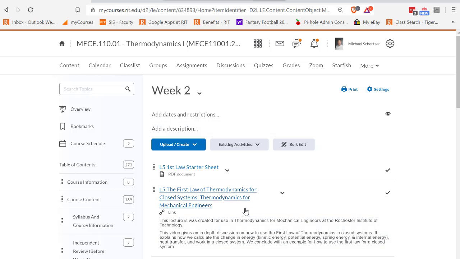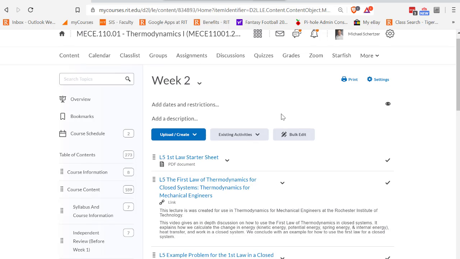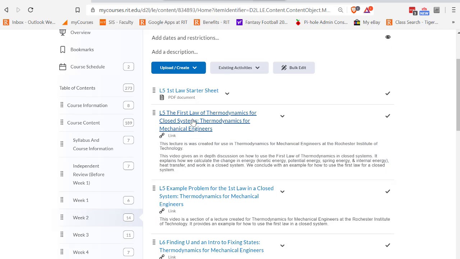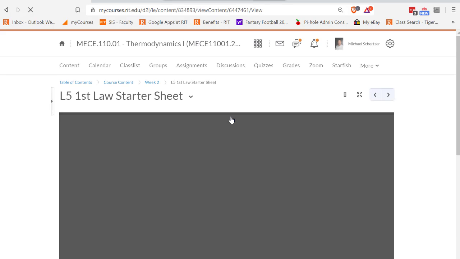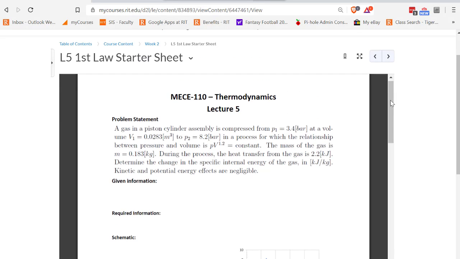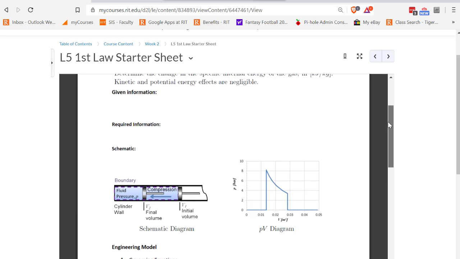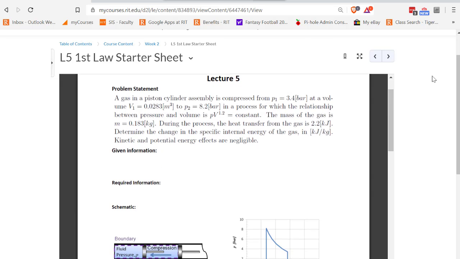But if you do want to download or look at the problem we're going to do, if you go under course content for week 2, you'll see here there are the videos to the lectures. But you can also click on this first law starter sheet for lecture 5. So if you click on that, you'll get this PDF. And this PDF is the problem that we'll do in class today.